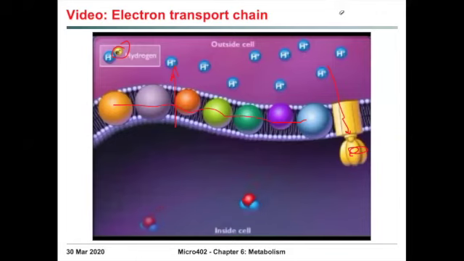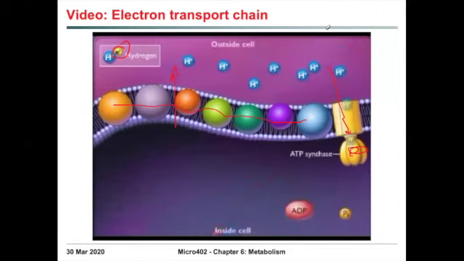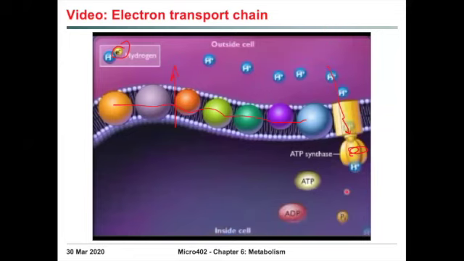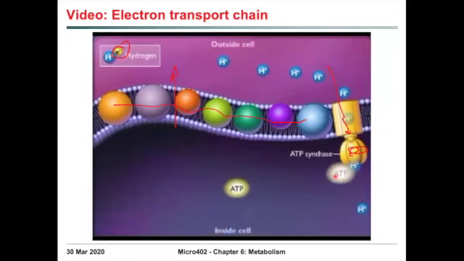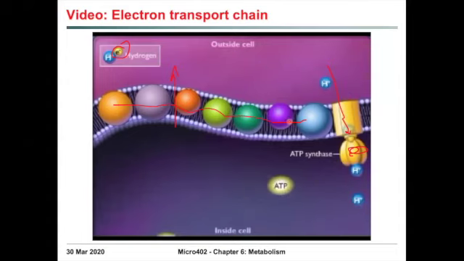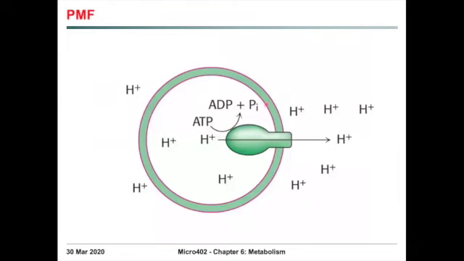The enzyme ATP synthase utilizes the energy of the proton motive force to synthesize ATP. And here we go. This is how ATP is made. All right. So here is what happened again. In very simple terms, there is equal gradient. This is what we call the proton motive force, PMF. That's what we just watched in the video.